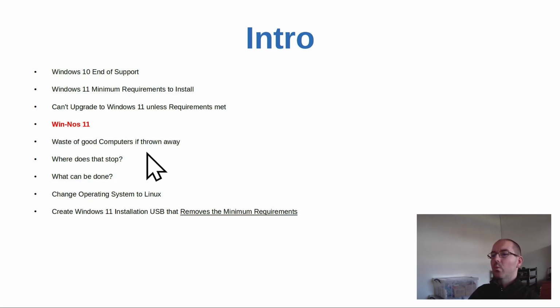Where does it stop? They'll be able to tell you that your future computers aren't good enough if you just put up with it. So what can you do about it? You can either change your operating system to Linux, or you can create a Windows 11 installation USB that removes the minimum requirements necessary for Windows 11 installation. That's what I'm going to do here. I'll teach you how to do that now.